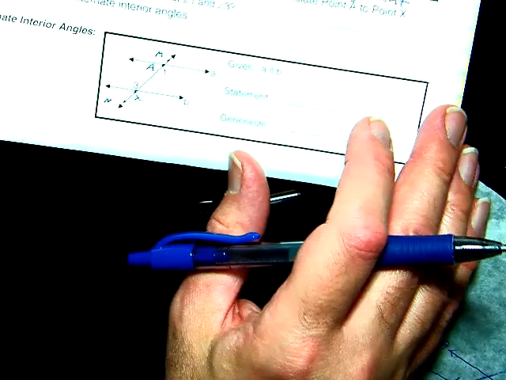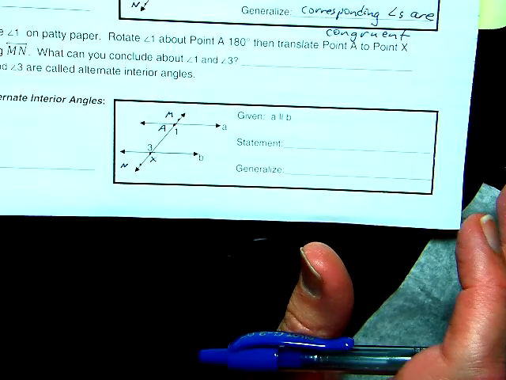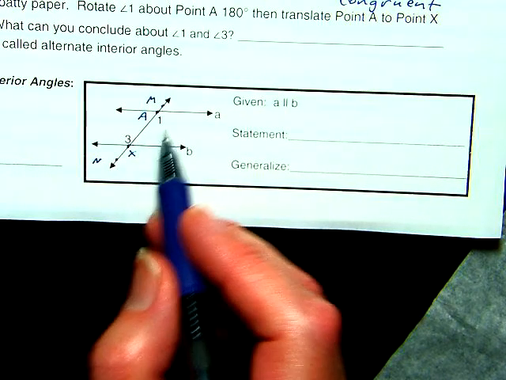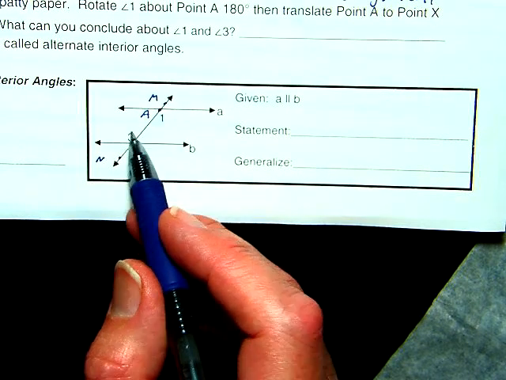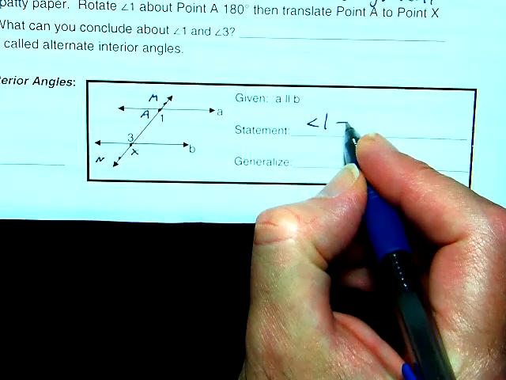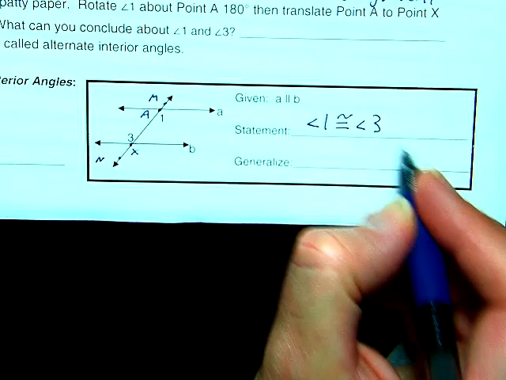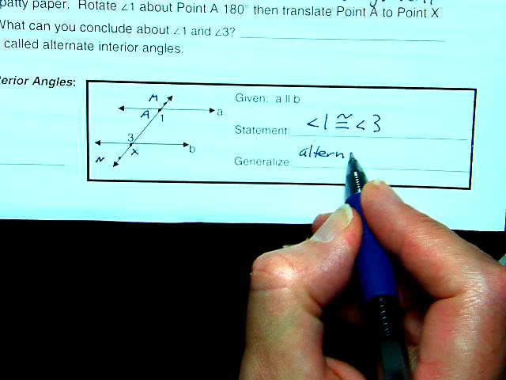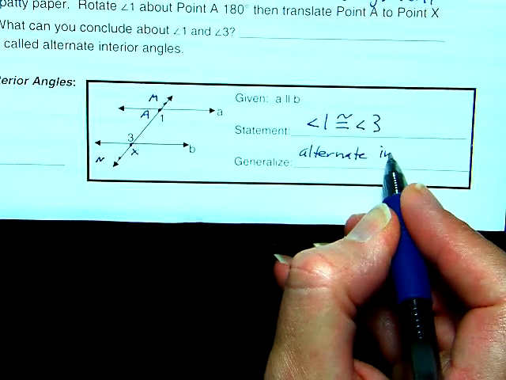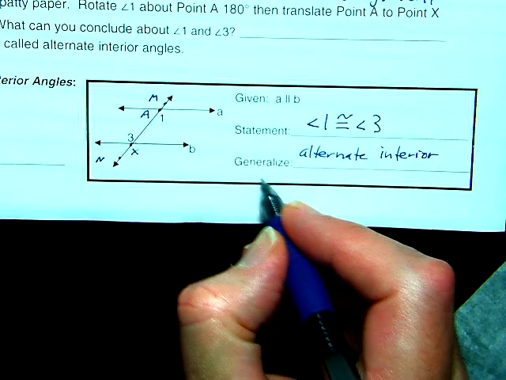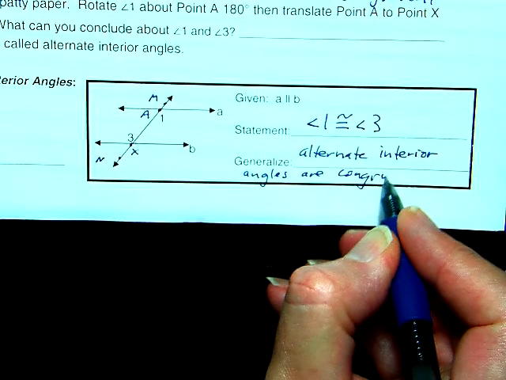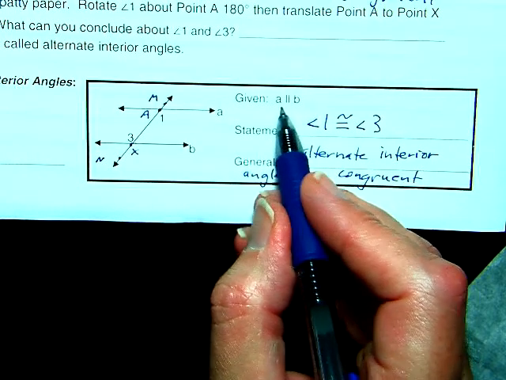So the conclusion in this case is that given lines A and B parallel, and given this labeled alternate interior angle, we can say that angle 1 is congruent to angle 3. And in general, we can say alternate interior angles are congruent as long as we know the original lines are parallel.